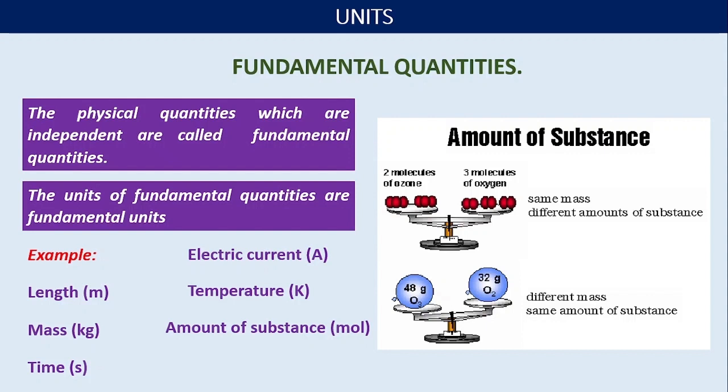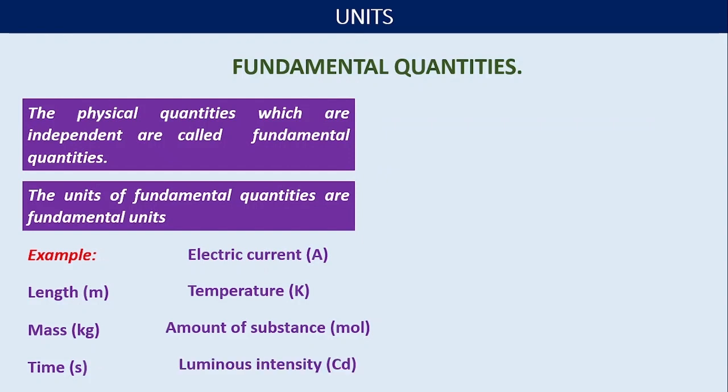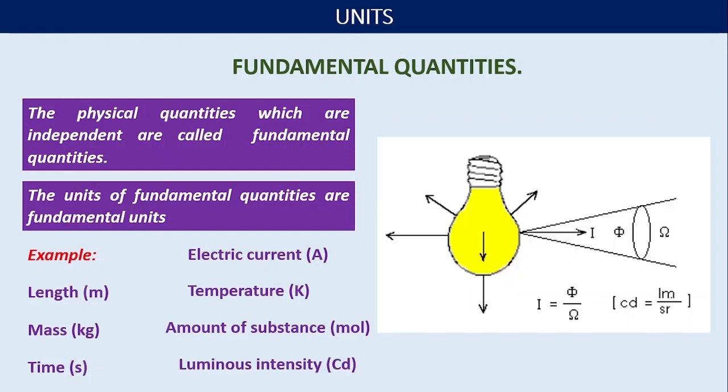And in the second picture, different masses, but same amount of substances. On the left and right pan, only one molecule is placed, but they are of different mass, right? So here you understand what is amount of substance. The unit is mole. Luminous intensity measured in candela, right? Here the flux, the light flux through one steradian angle is called the candela. This is the only one fundamental quantity that is measured with the perception of human eye.